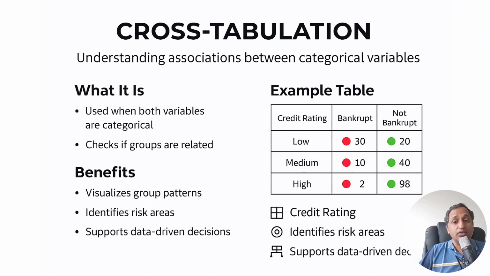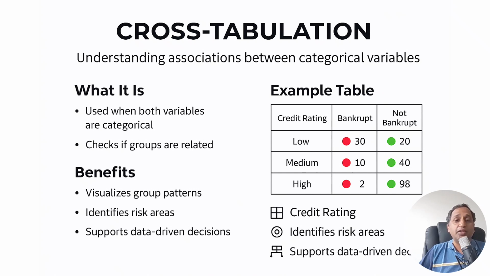It is very easy to understand. So what is cross tabulation? It is a technique used when both variables are categorical. It helps us check if the groups are related by displaying their frequencies in a contingency table like the one you see here. For example, in the table, we are comparing credit rating with bankruptcy. We saw the same table. You can immediately spot that people with a low credit rating are much more likely to be bankrupt than those with a high credit rating.